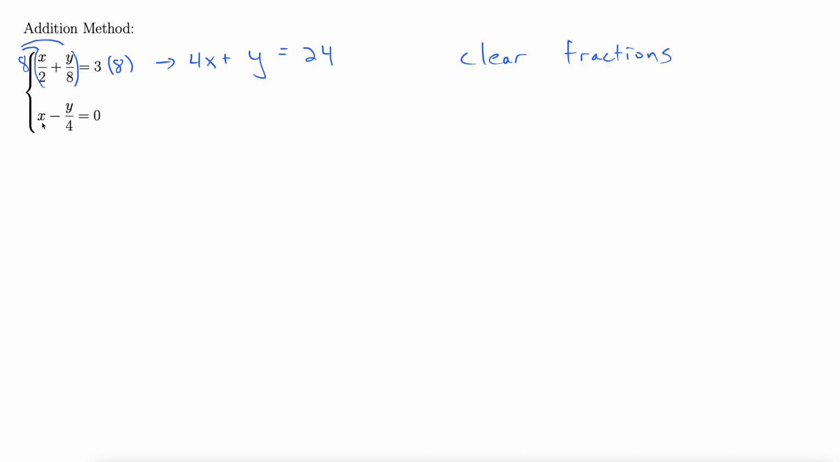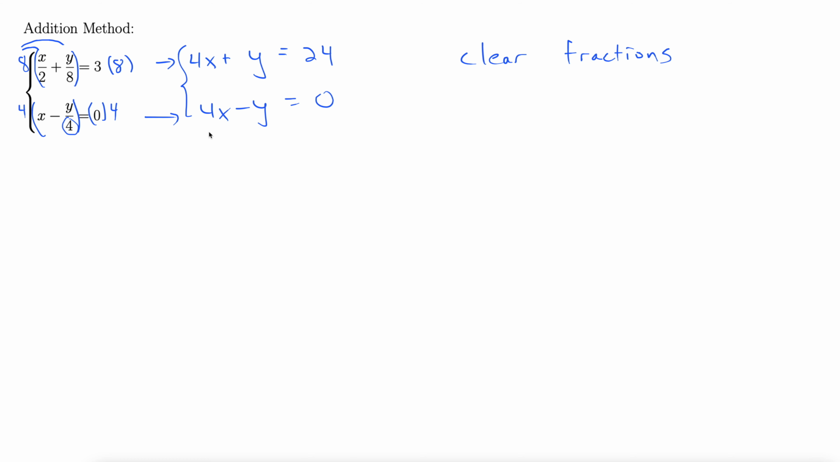Let's do the same thing down below. If I multiply both sides by 4, right, so here's the only denominator around, so I'm going to multiply up by 4 on both sides. This is clearing the fractions. I can do this because I have an equal sign. That gives us 4x minus y equals 0. Look how much nicer that is, right? I don't have to worry about a bunch of fractions. It's just much easier.